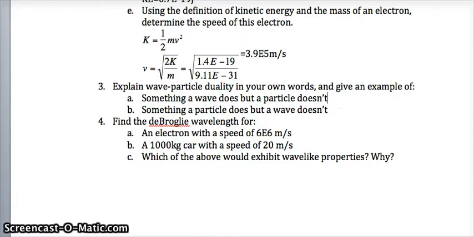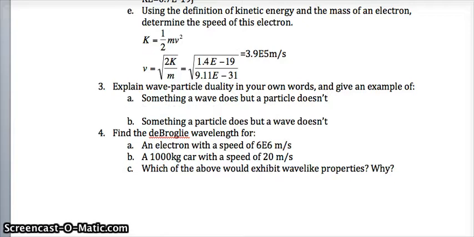Okay, so number 3 says, explain wave-particle duality in your own words and give an example of something a wave does but a particle doesn't. Now here you should say diffraction or interference. Electron diffraction is the example.